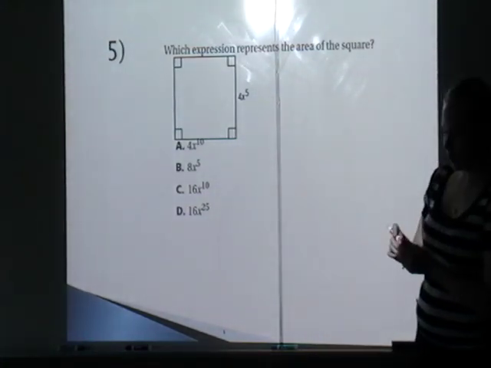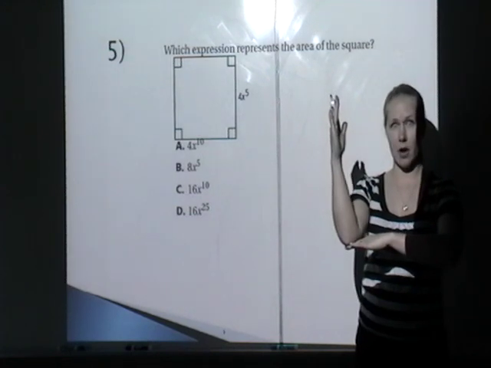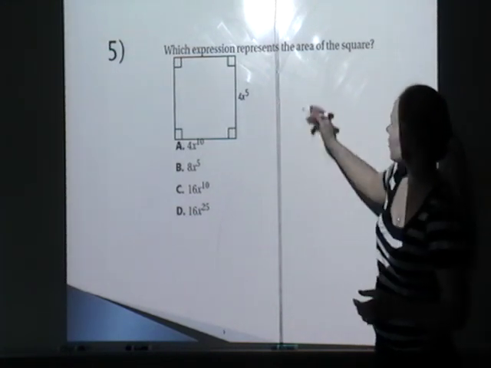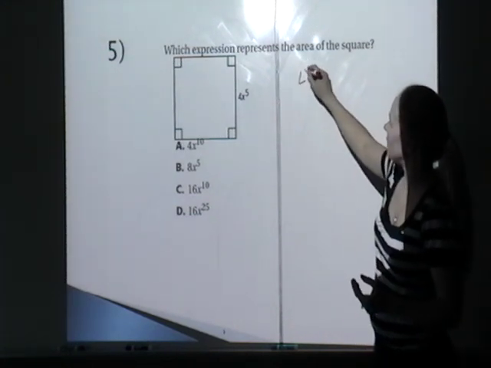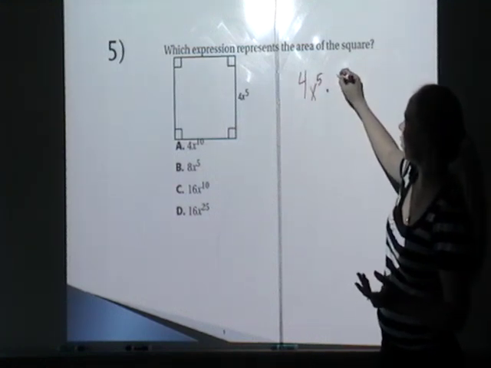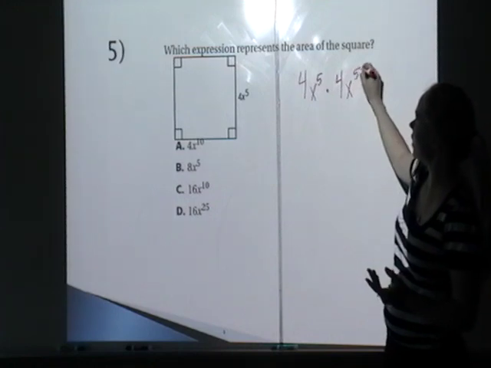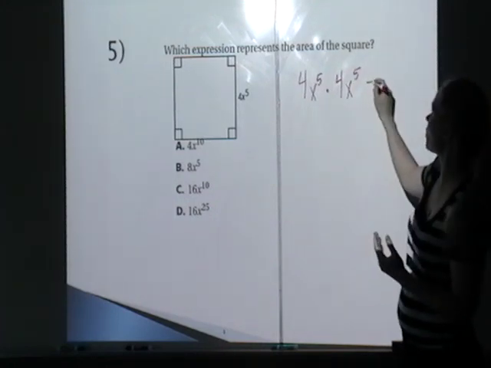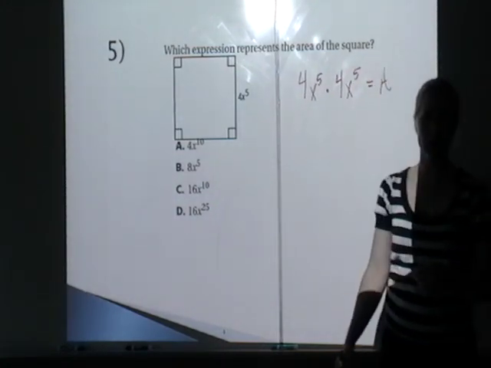And I know that if I take the 2 sides and multiply them together, I'll get the area. So being that both sides are 4x to the 5th power, I'm going to be taking the length, which is 4x to the 5th power, and I'm going to multiply by the width, which is 4x to the 5th power. And this expression here is going to give me my total area of the square.